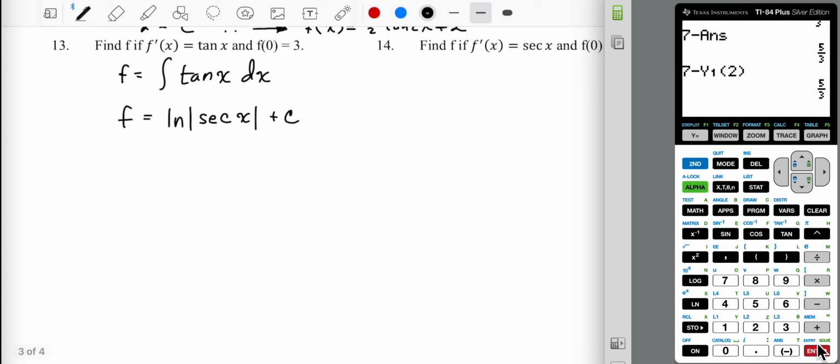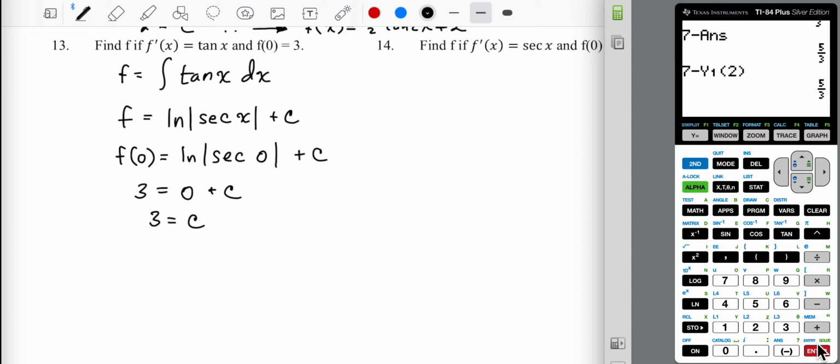Or you could do it with U-sub if you want, but if we already did it, why do it again? So f of 0 is equal to the natural log of the secant of 0 plus c, and this ought to give us a 3. So secant of 0, secant is 1 over cosine. Cosine of 0 is equal to 1. 1 over 1 is 1. Natural log of 1 is 0. So 0 plus c. 3 equals c. Therefore, f of x would be the natural log of the secant of x plus 3.